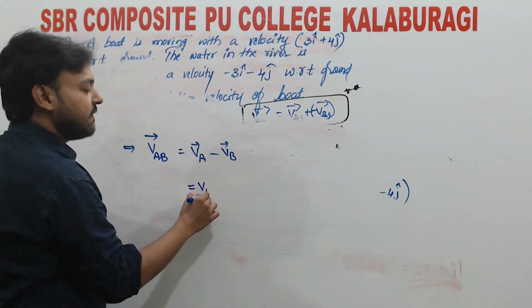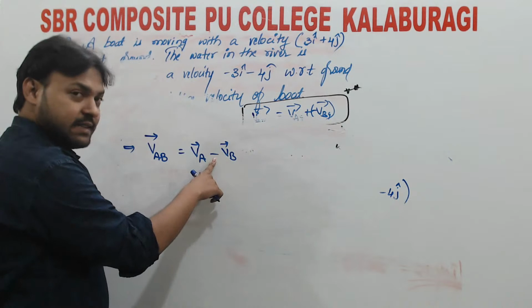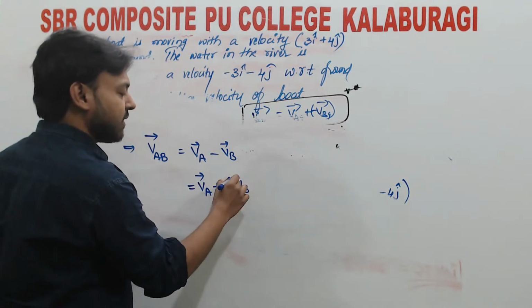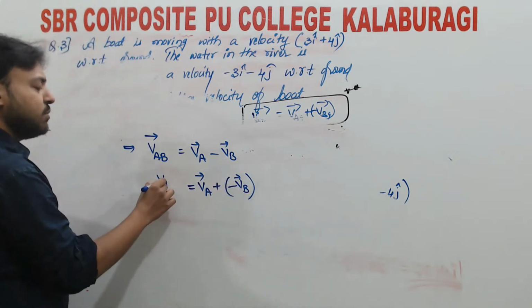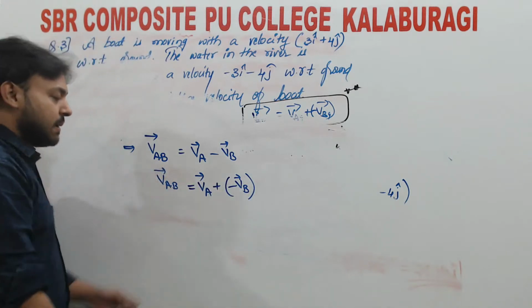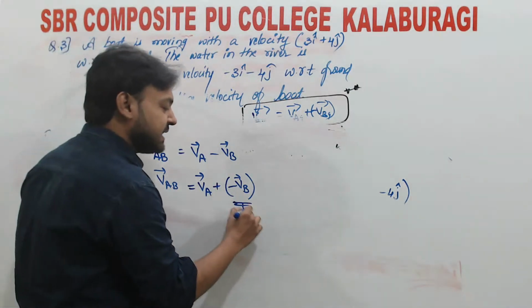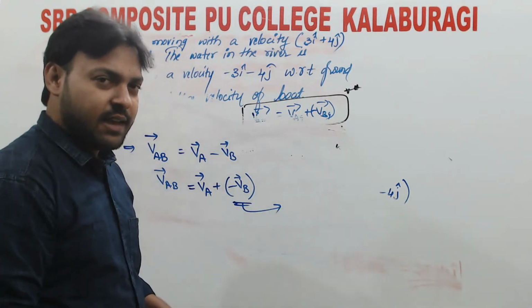So what can I write? VA bar minus VB bar, I can write it as VA bar plus minus VB bar. What do you mean by this minus VB bar? It's a negative vector.